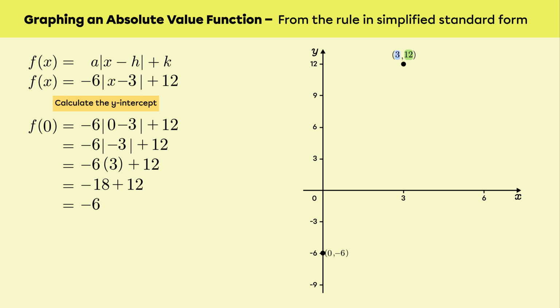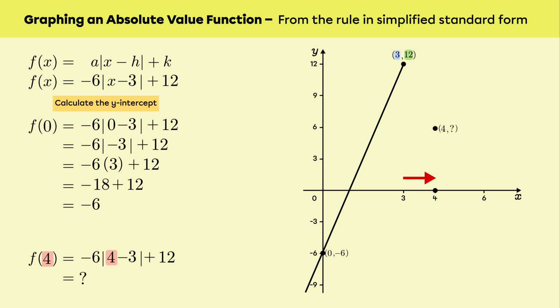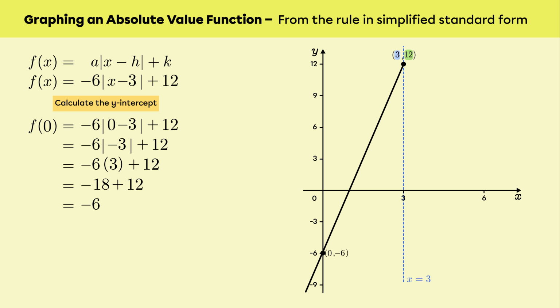Next, we draw the ray that begins at vertex (3, 12) and that passes through the point (0, negative 6). To draw the other ray, we need a point on that ray. To find one, we have two possibilities. We can choose a value of x on the other side of the vertex, for example, x equals 4, and then calculate the corresponding y value using the rule. Or, if you recall, the two rays are symmetrical with respect to the axis x equals h. So let's go with this option.